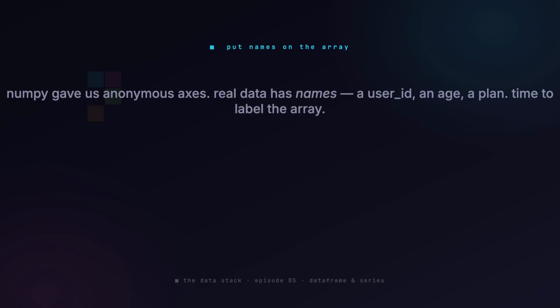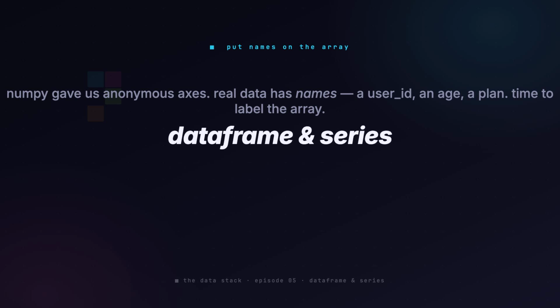Last stage we lived in raw NumPy. Dot products, norms, list as queue, fitting a line through points. Powerful, but every column was just an anonymous axis. Real data has names: a user ID column, an age column, a plan that says free or pro. This episode we put labels on the array.